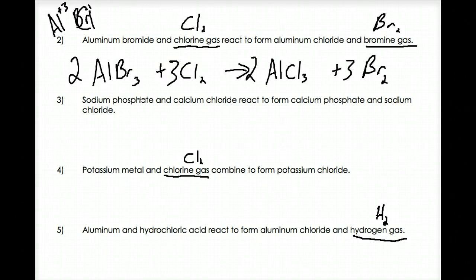You can double check things. 2 ALs, 6 BRs, 6 CLs. 2 ALs, 6 CLs, 6 BRs. So we're balanced. Can't reduce them. Full numbers. Perfect. Excuse me. Okay. Onward to number 2.